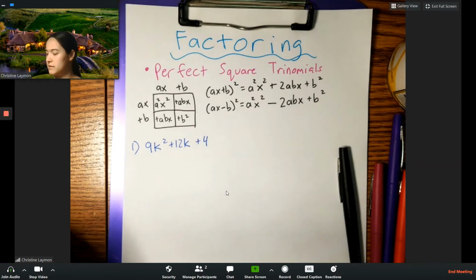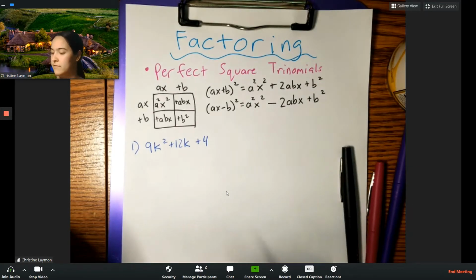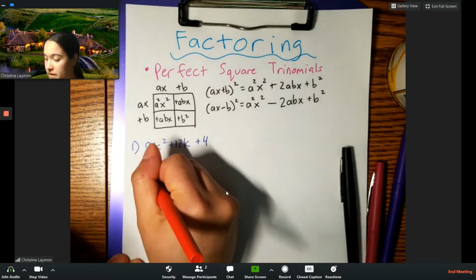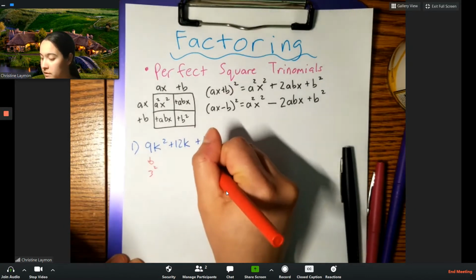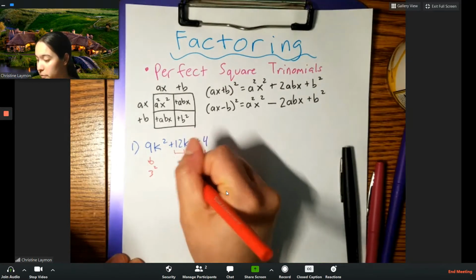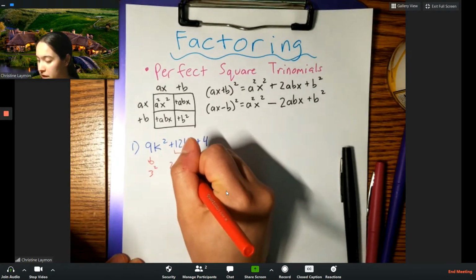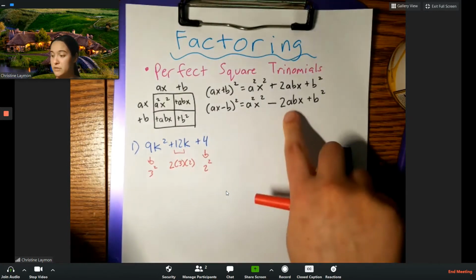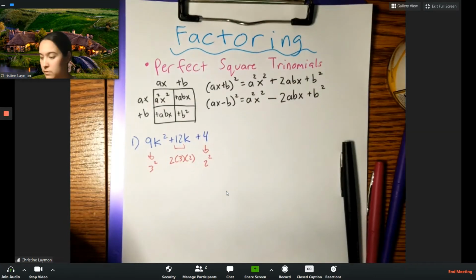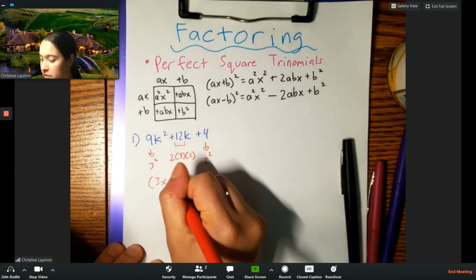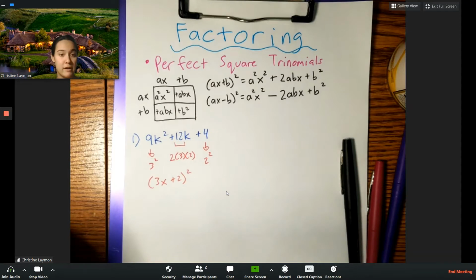So what that tells us again is that if I'm making notes here, this thing here is 3 squared. This thing here is 2 squared. And again, this middle part, I'm doing 2 times 3 times 2, which perfectly matches my pattern right here. So my end answer is 3k plus 2 squared.